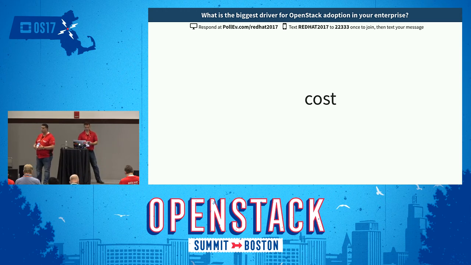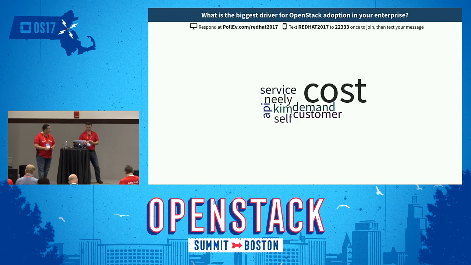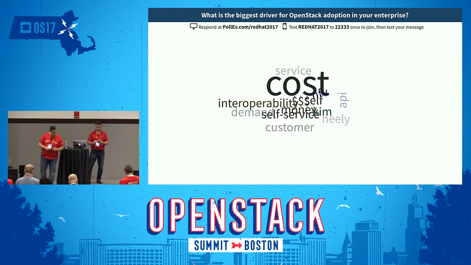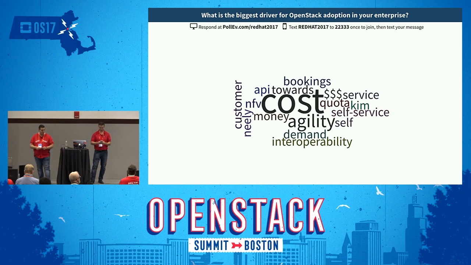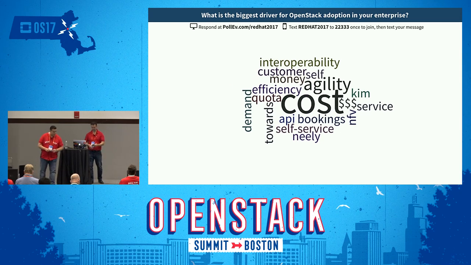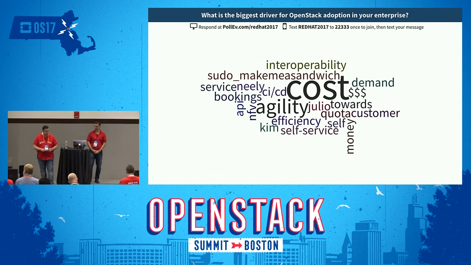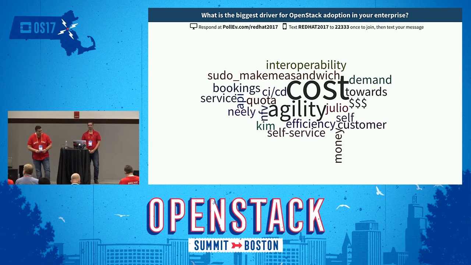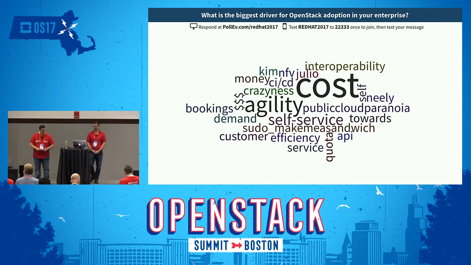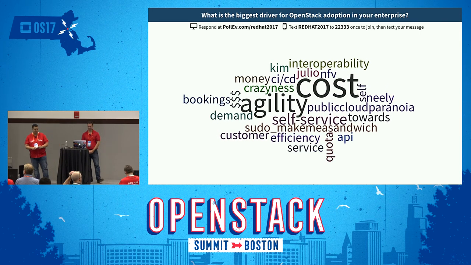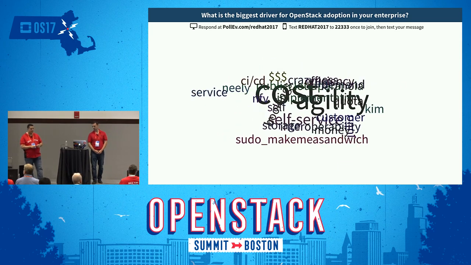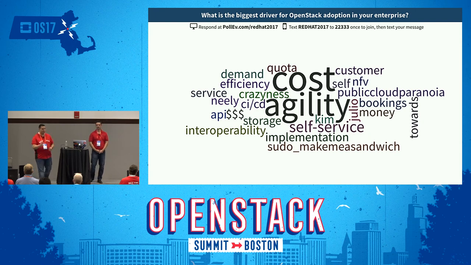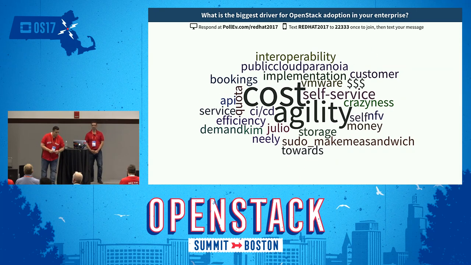Cost, yeah. Service, money. I've been getting money in all my presentations. So we have some people obsessed with money here, which is good. API bookings, efficiency, agility. Julio, oh, thank you very much. CICD. Paranoia. Some nice, paranoid people also. Self-service. Make me a sandwich. But the biggest one, make me a sandwich. Sudo make me a sandwich. I like it because it has sudo in it. I'm going to go for Brent Holden on that one, I think. He's over there laughing at his own joke.